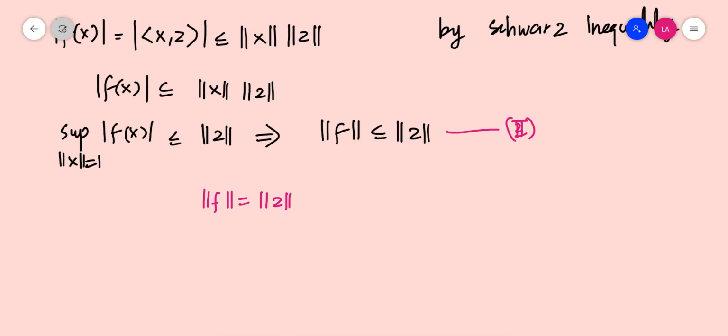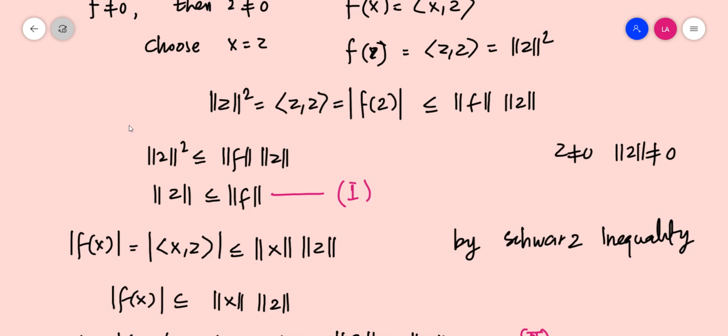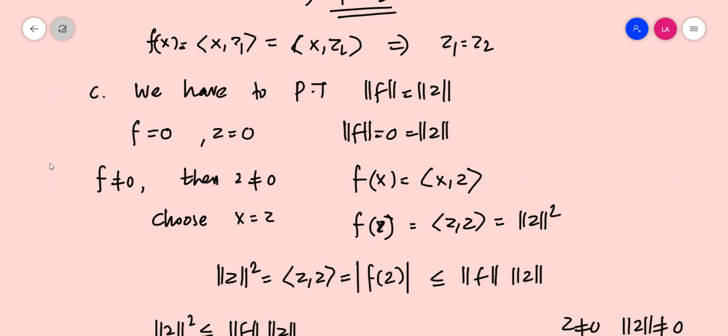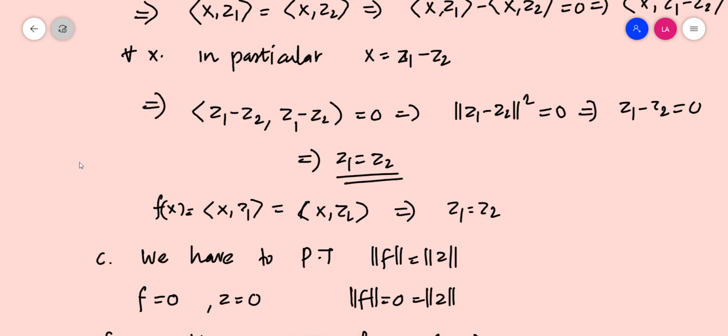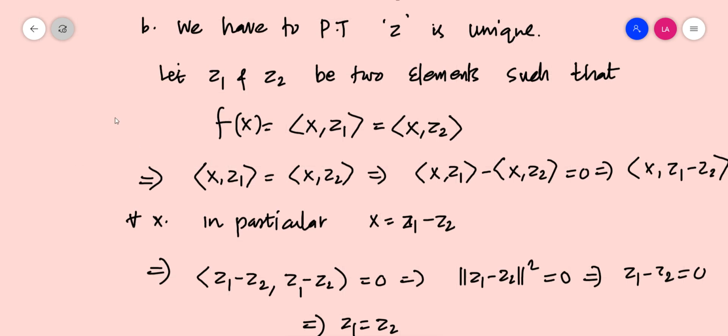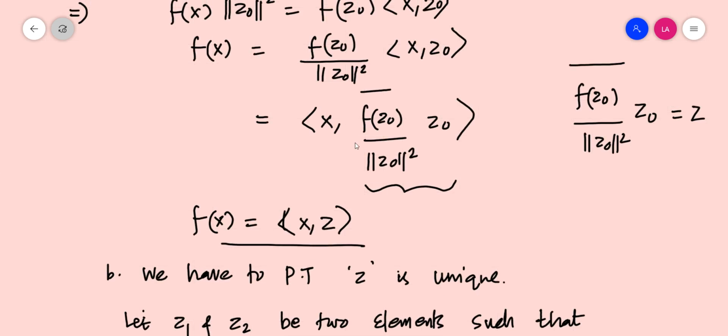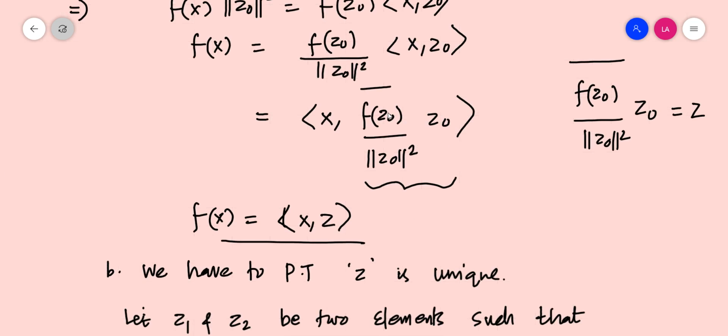So we have proved all the parts to establish this result. First we established that there exists a z such that f of x is equal to inner product x z. That z is obtained from some z naught which belongs to N of f perpendicular, which is non-zero, and z has the form, conjugate of f of z naught divided by norm z naught square, times z naught, is z.